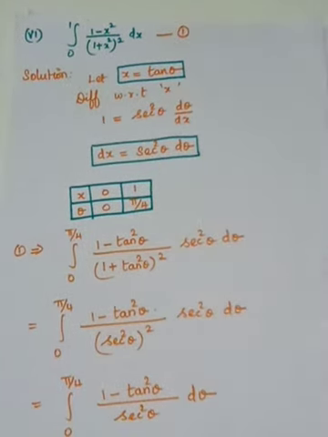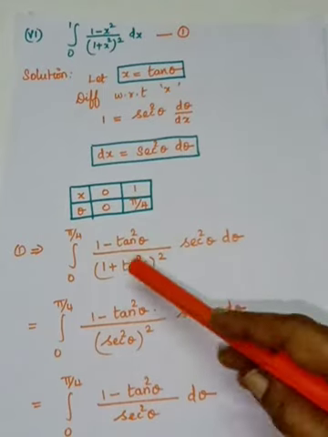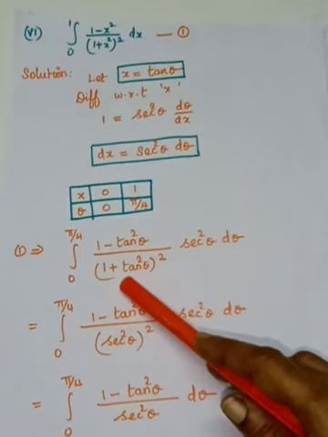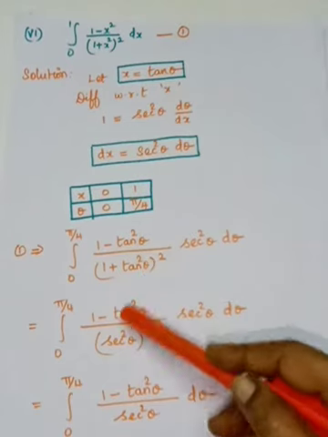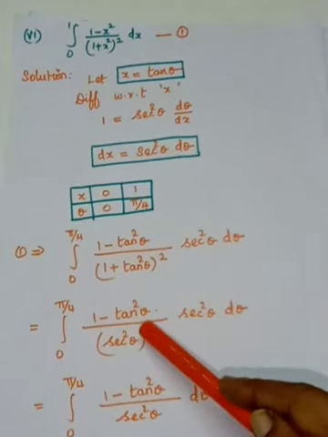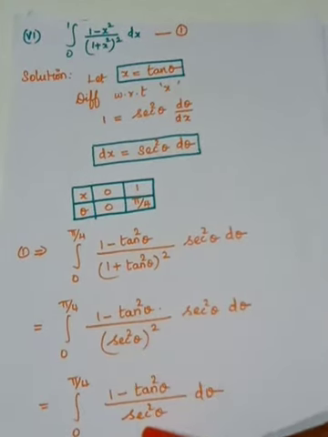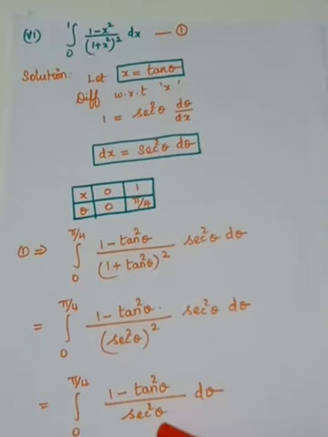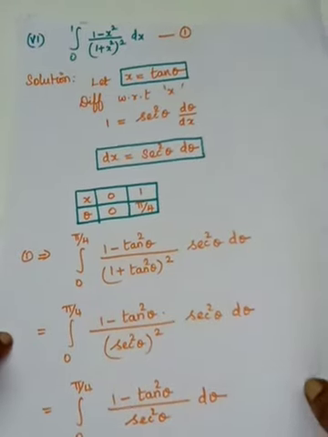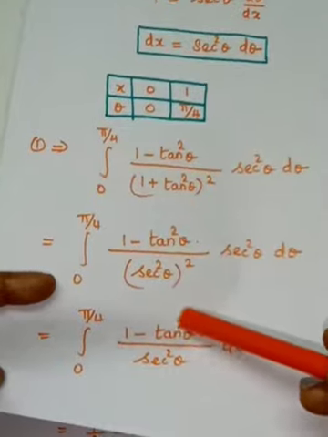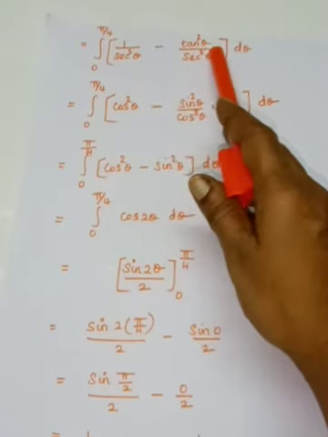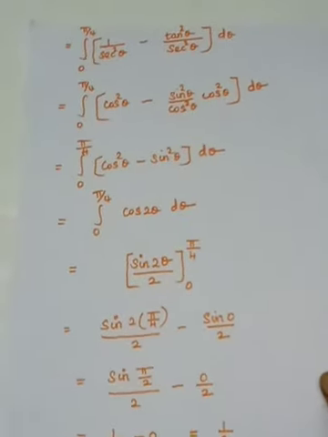So everything is written in terms of theta, and using the trigonometry identity, secant square theta minus tan square theta is equal to 1, otherwise 1 plus tan square theta is secant square theta. The whole is squared, so one secant square theta gets cancelled, and in the denominator you have secant square theta. It has to be split: 1 by secant square theta minus tan square theta by secant square theta into d theta.